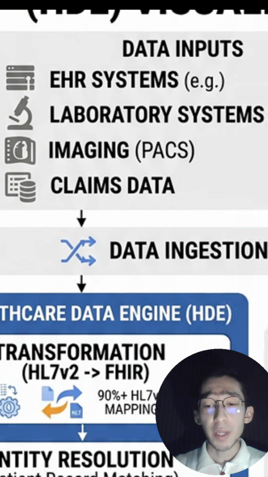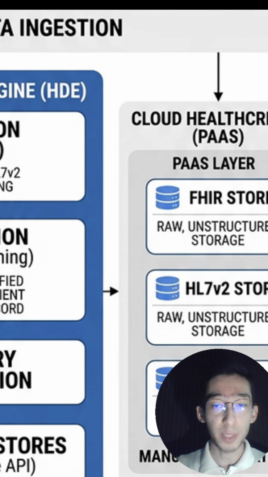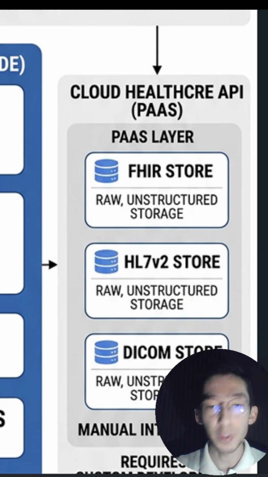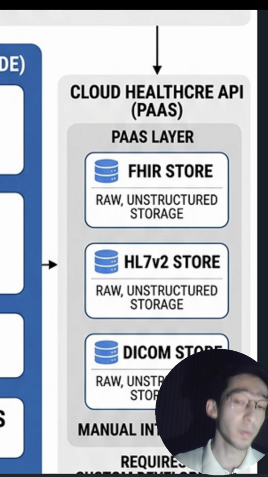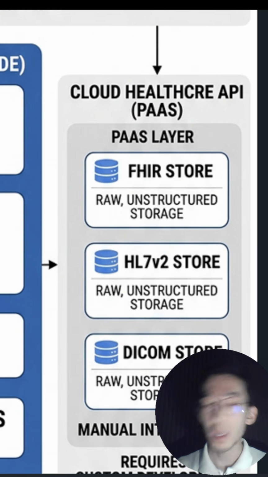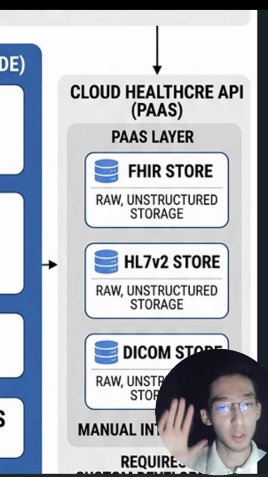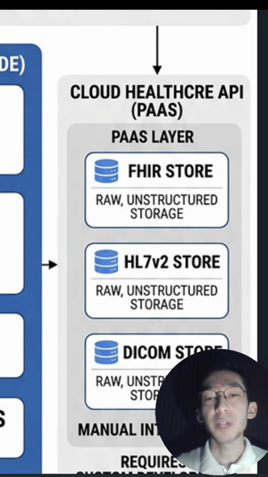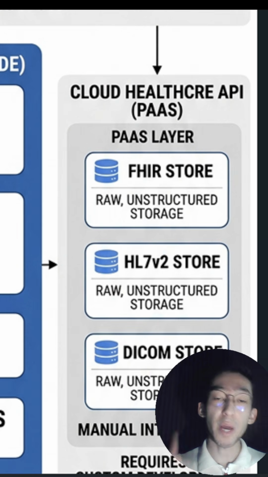So there is a Cloud Healthcare API. You can understand this as a PaaS, platform as a service, but it only gives you the store. For example, to store data raw, unstructured, in a FHIR store or in another format, HL7v2 store, or other formats. So you can store raw unstructured data, but you should build the pipeline yourself and transform the data from one format to another format yourself.